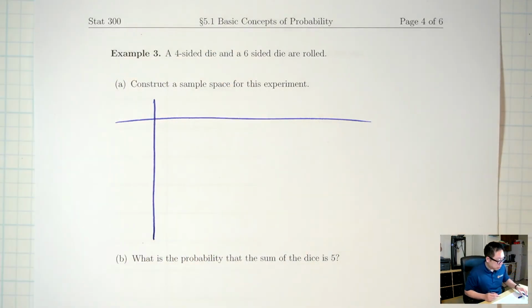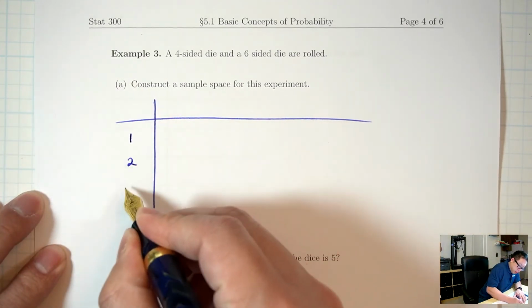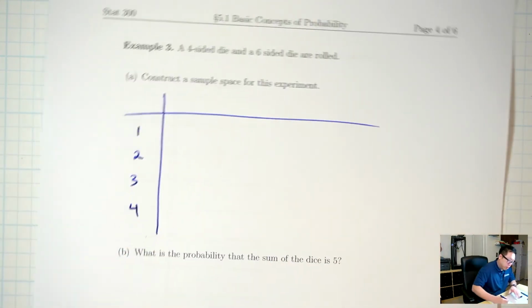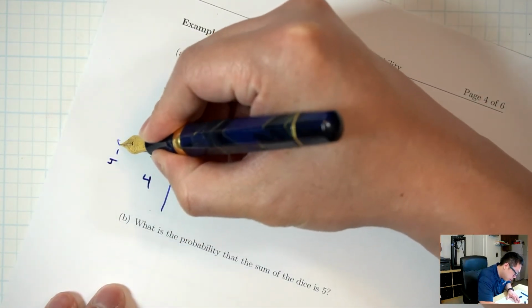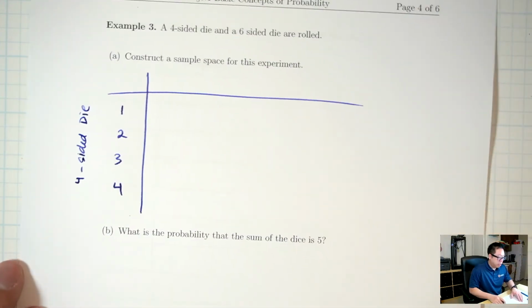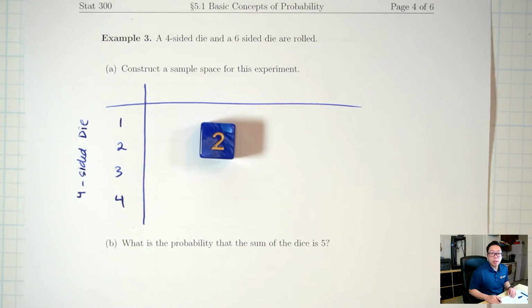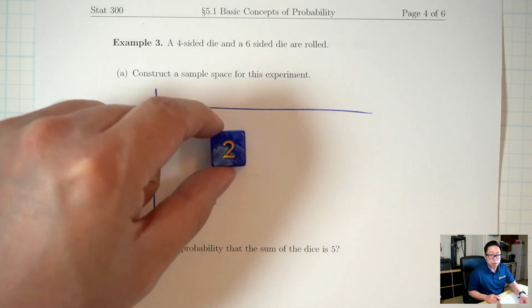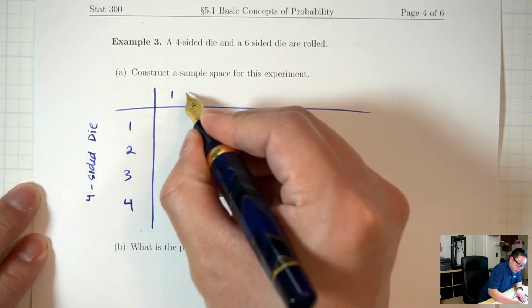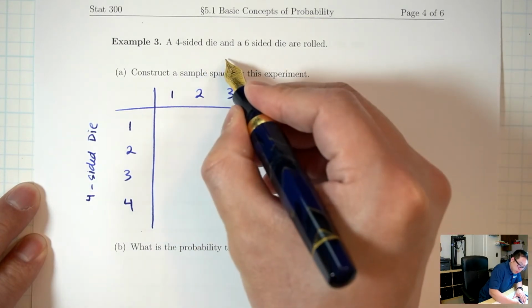On the left side, I'm going to list what could happen on the 4-sided die. When I roll a 4-sided die, I could get a 1, 2, 3, or 4. So this is my 4-sided. And then along the top, I'm going to list out all the things that can happen on the 6-sided die. For a 6-sided die, I can get a 1 through 6. So this is my 6-sided die.